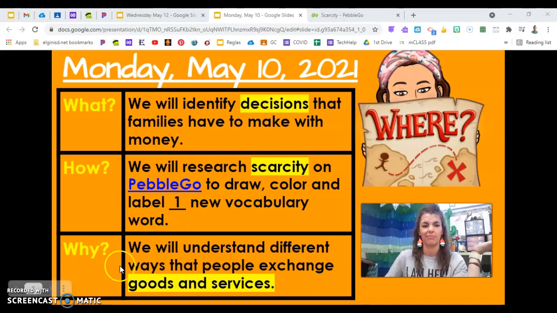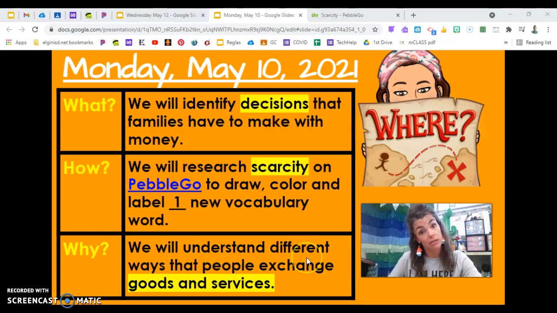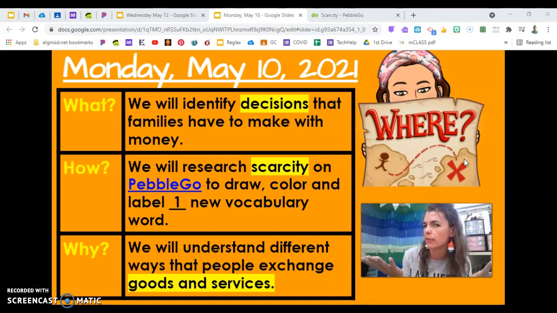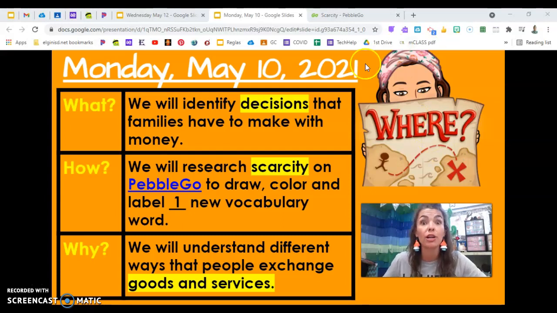Why? We will understand different ways that people exchange goods and services. Remember those goods and services? My girl here has a map. Is a map a good or a service? Good job. It's a good. I know you remember those things. Today we'll have a new word with our goods and services. Let's go to Pebble Go and learn our new word so we're ready to put it in our journal.